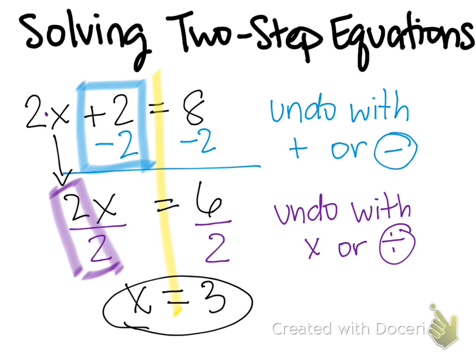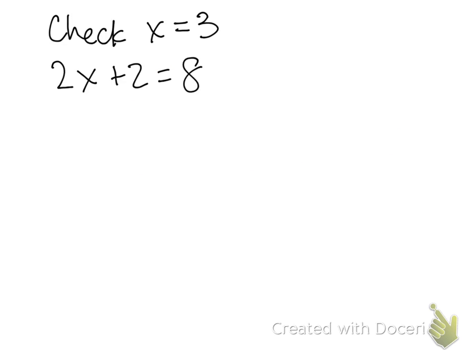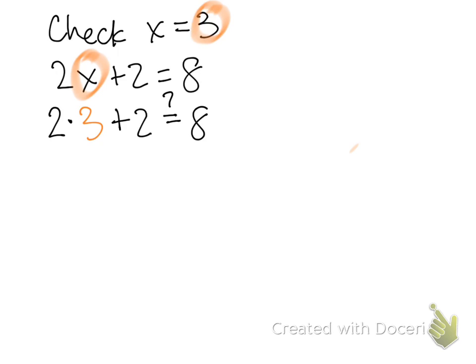And now I'm going to check my work. So I want to check to see whether x equals 3, which means I need to replace the x in the equation with 3. Remembering that this is actually 2 times x, that will make this 2 times 3 plus 2 equals 8. And my question is, are these two sides the same?